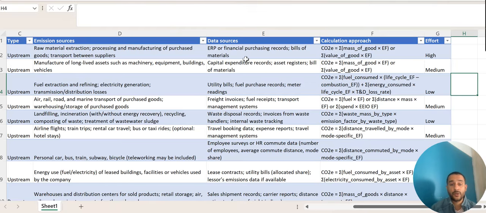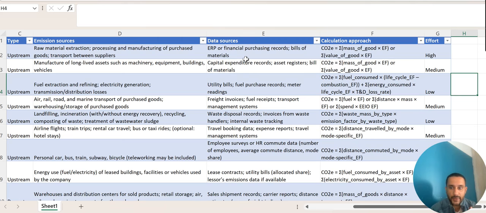Your financial purchasing records, because those records and the bills and the invoices will have the amount of purchase and the quantity. So if you're purchasing, say, 100 kilograms of steel, you're purchasing steel worth 10,000 rupees or $10,000, so as to say. So these are the input data. Your amount and your quantity is the input data.